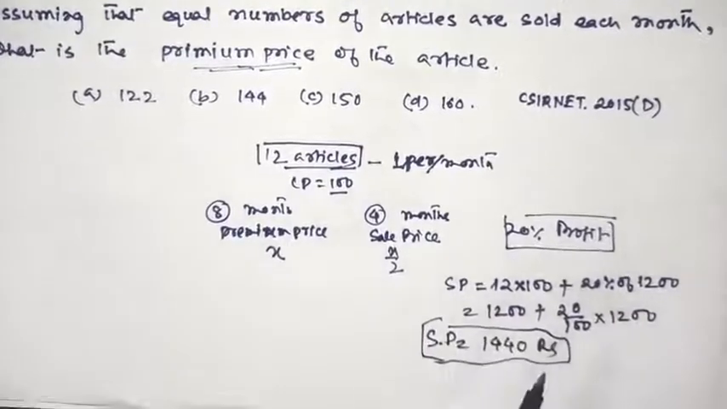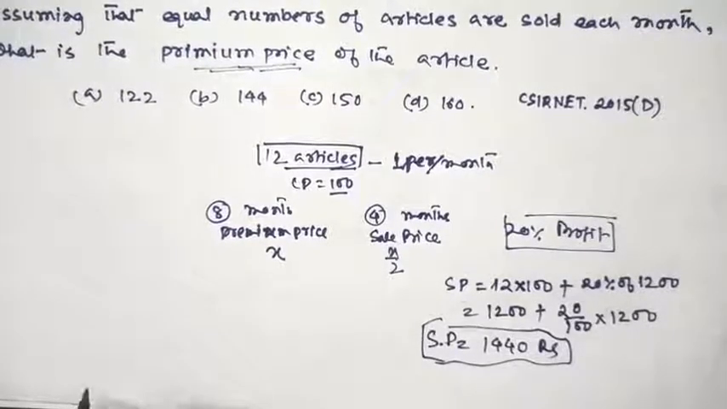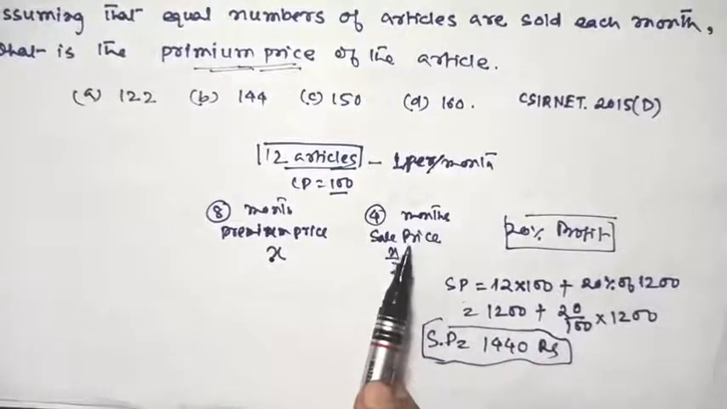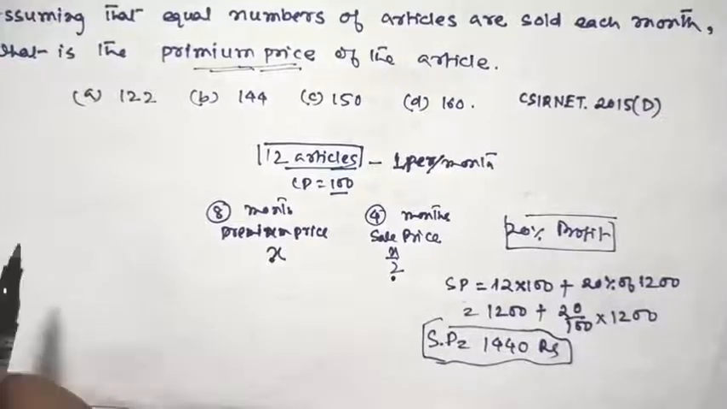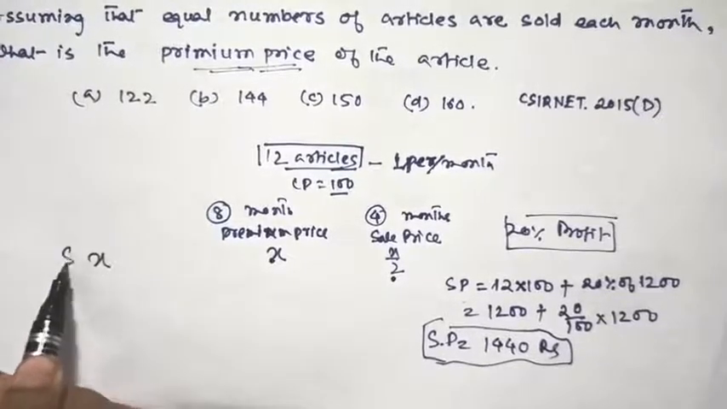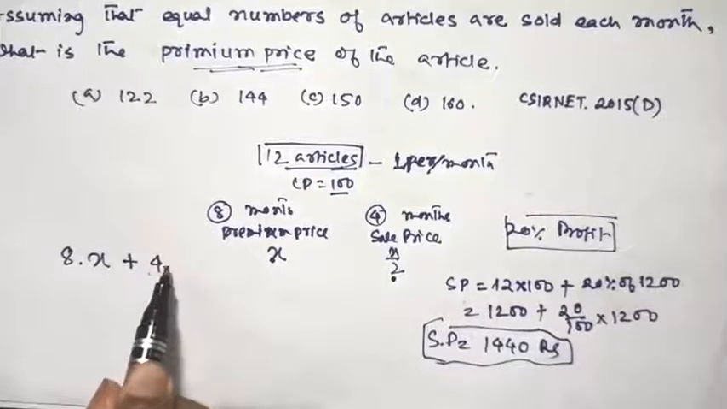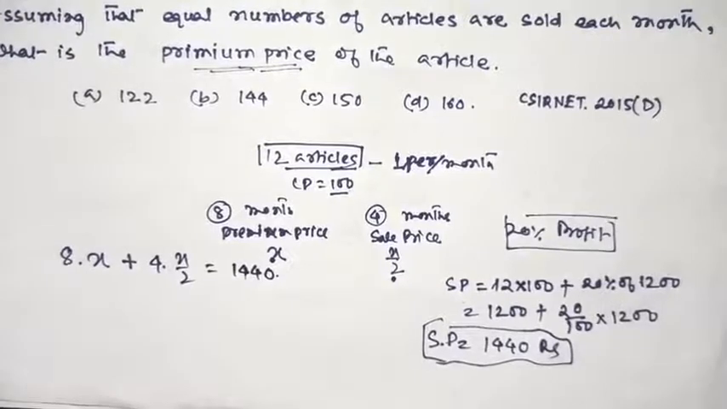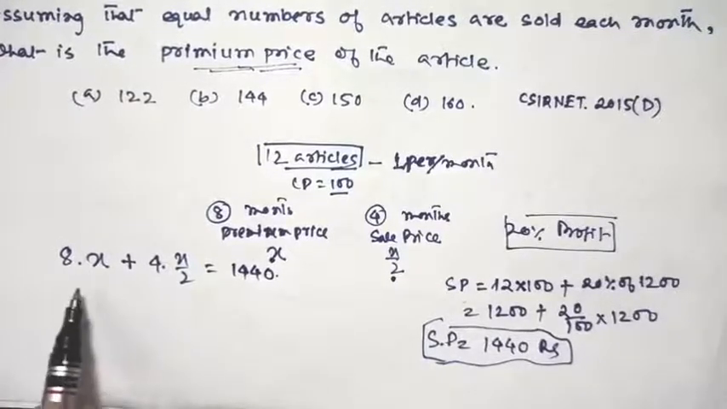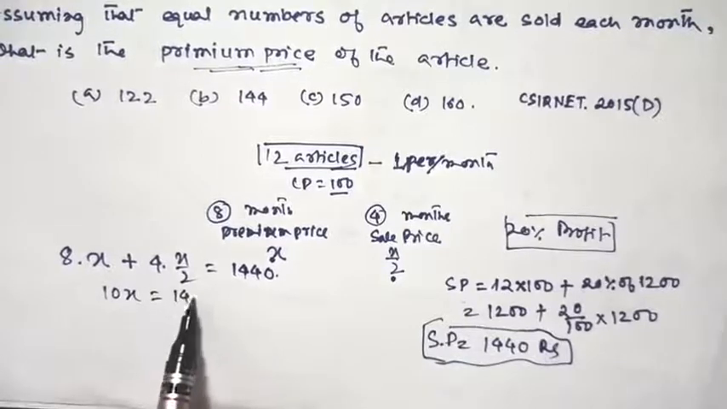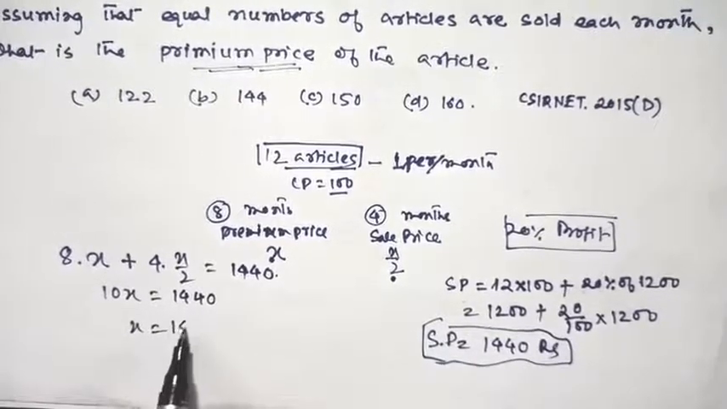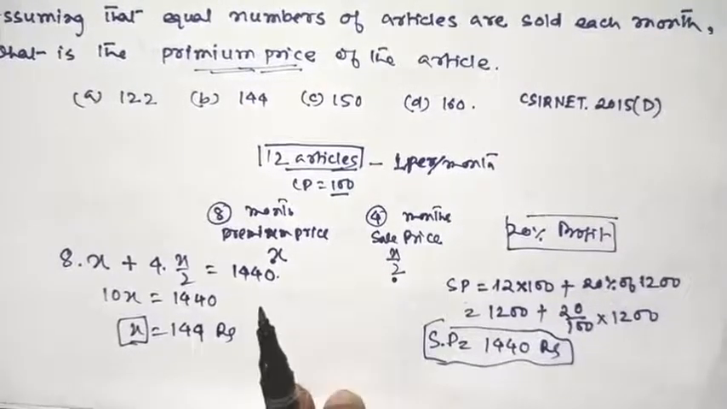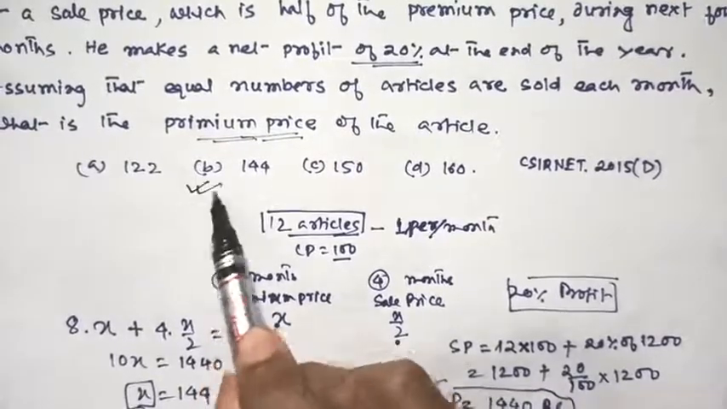Okay, now you see, for the 8 months he was selling at the premium price, and for the 4 months he was selling at the sale price. So you can write here 8 into x plus 4 into x by 2 is equal to 1440. So 10x equal to 1440, and x equal to 144 rupees. So this is the premium price. So out of the 4 options, option B will be the correct one.